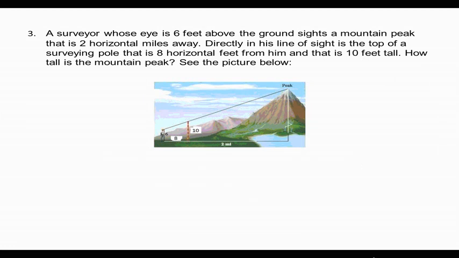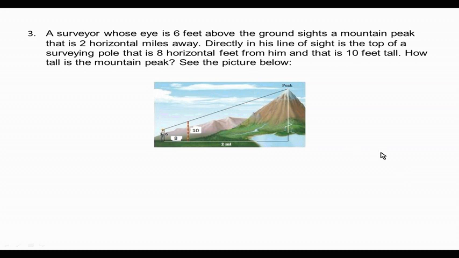Number 3. A surveyor whose eye is 6 feet above the ground, so here's our surveyor with his eye 6 feet above the ground, sights a mountain peak that is 2 horizontal miles away. So from the surveyor, if I could bore down through the mountain, that is 2 miles. Directly in his line of sight is the top of a surveying pole. That's right here, that's his surveying pole. That is 8 horizontal feet from him, so from here to here is 8. And that is 10 feet tall. How tall is the mountain peak?